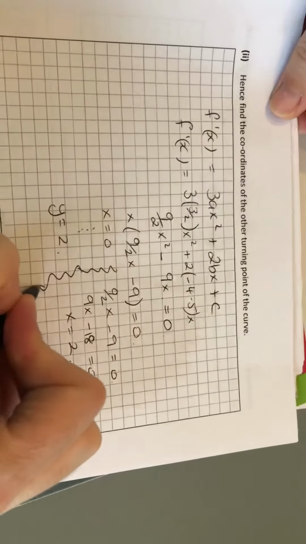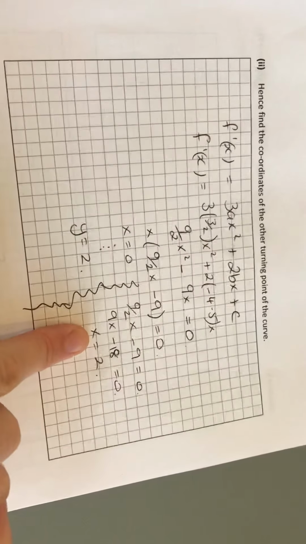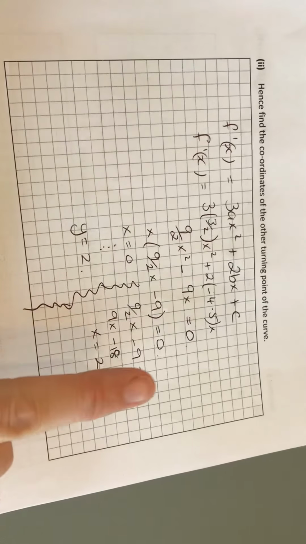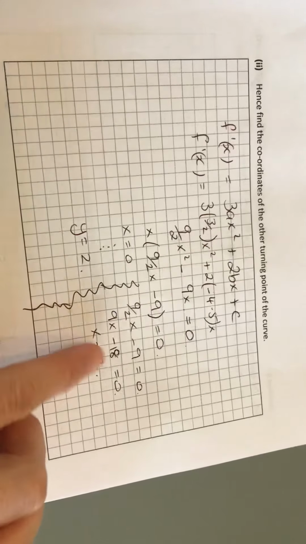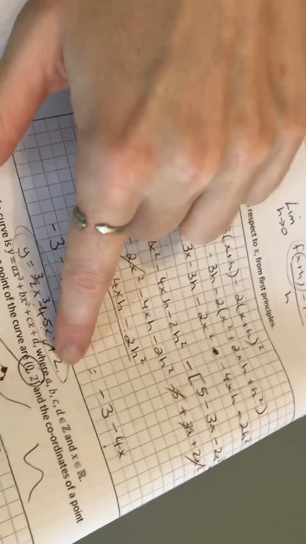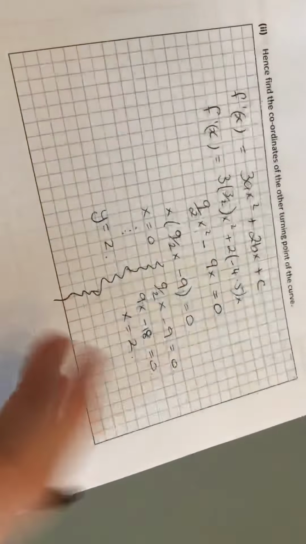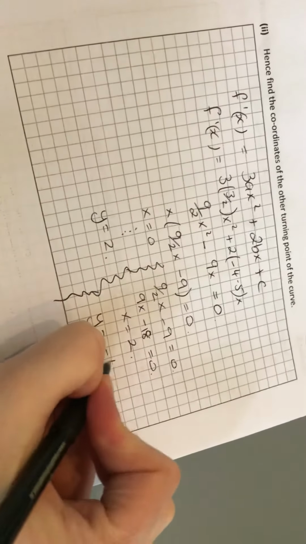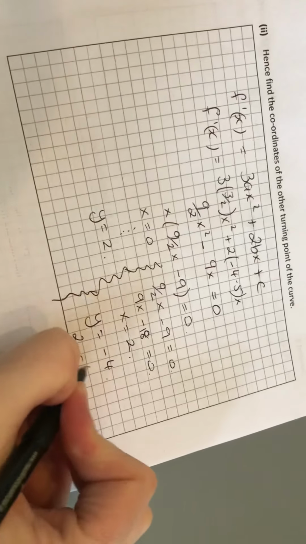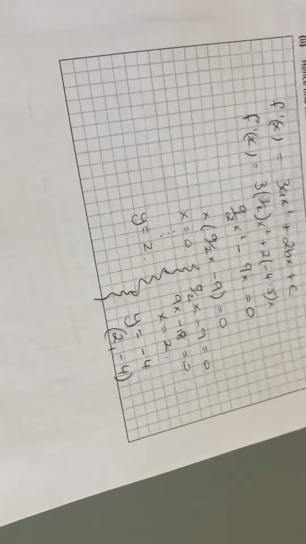And then over here is my other one. So when x is 2, you can sub it back into y, and you would find out that y is minus 4. So (2, minus 4) is the other turning point.